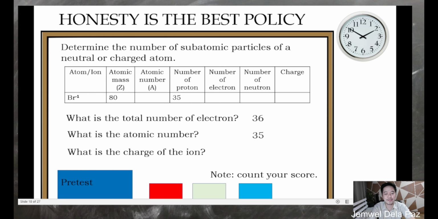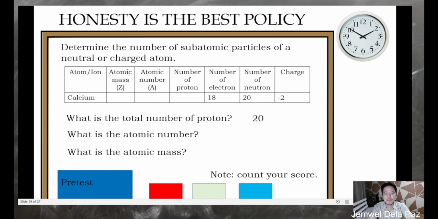Atomic number is 35. What is the charge of the ion? The charge of the ion is -1. Last, calcium has 18 electrons, 20 neutrons, and a charge of -2. What is the total number of protons? Total number of protons, 20.